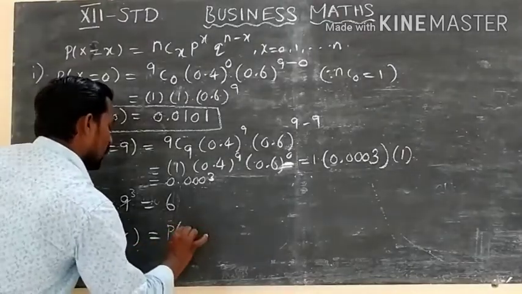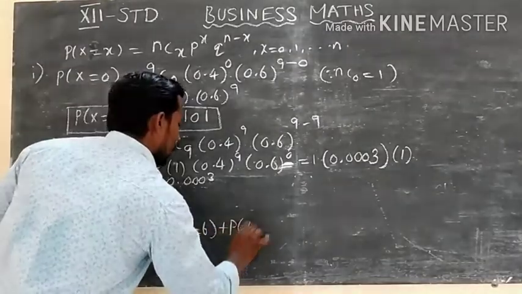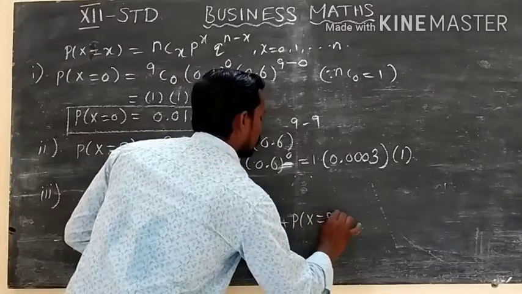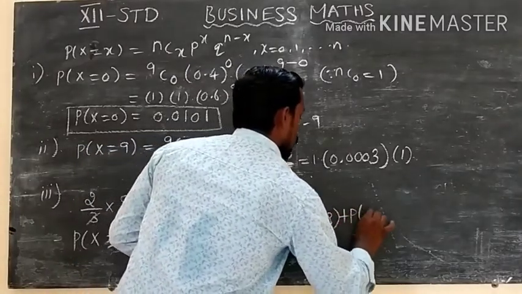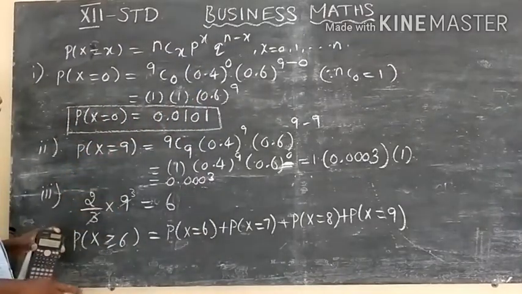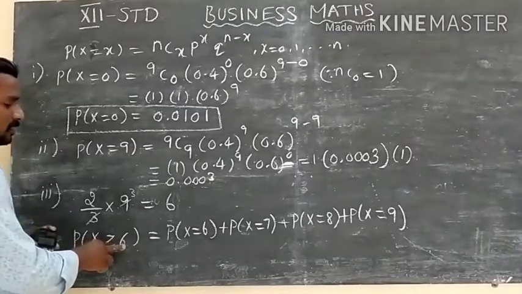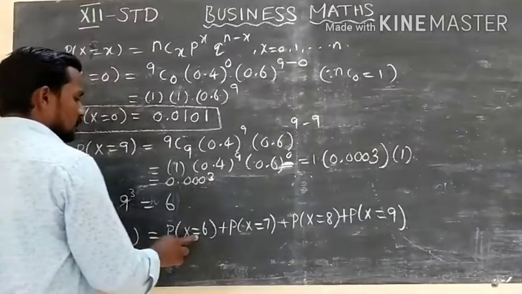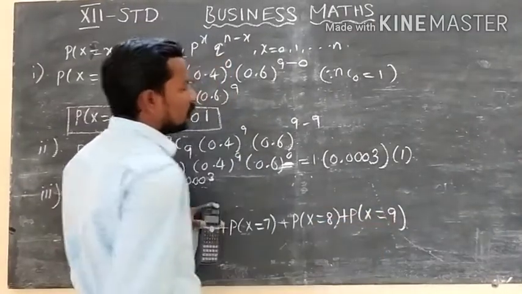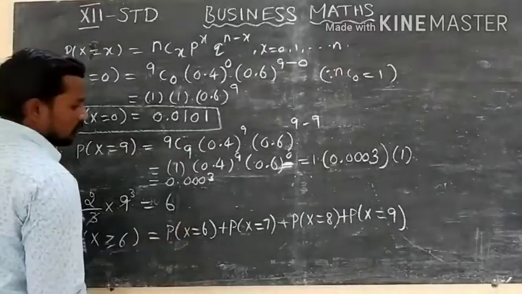P of x is equal to 6 plus P of x is equal to 7 plus P of x is equal to 8 plus P of x is equal to 9. Because you have n is equal to 9 university. So x greater than or equal to 6 means P of x is equal to 6 plus P of x is equal to 7, P of x is equal to 8, P of x is equal to 9. Okay, that's all. So one by one you substitute in the answer.